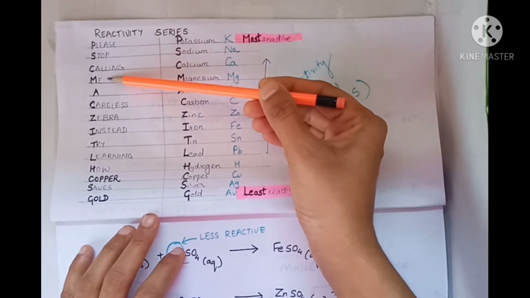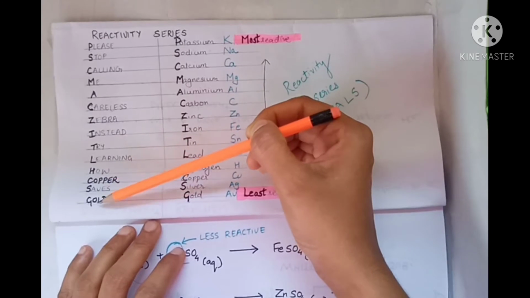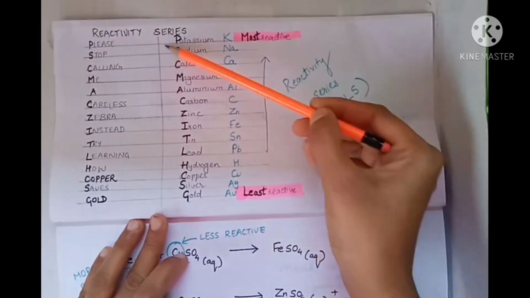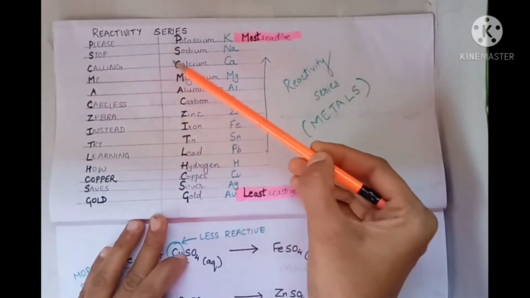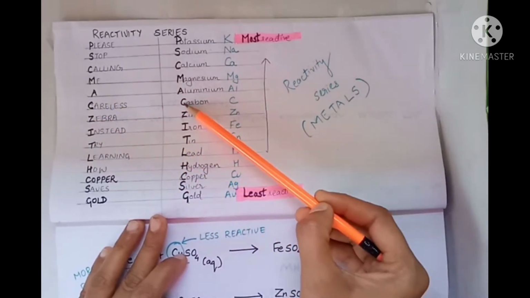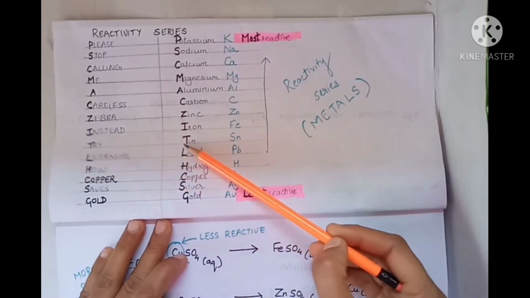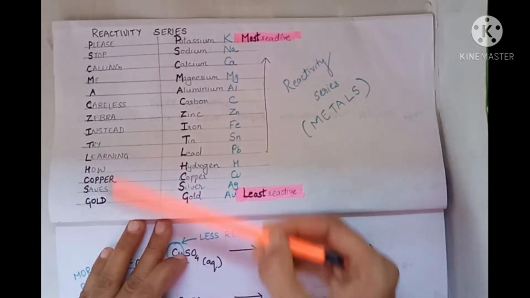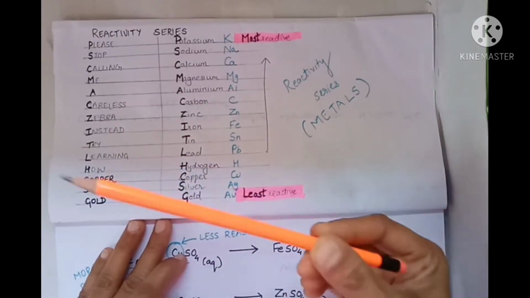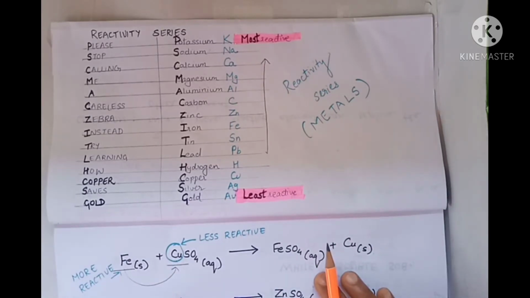Okay, so first, to remember the reactivity series, you can just remember this. Please stop calling me a careless zebra. Instead, try learning how copper saves gold. You have to remember the first alphabet, that is P for potassium, S for sodium, C for calcium, M for magnesium, A aluminium, C carbon, Z zinc, I iron, T tin, L lead and so on.